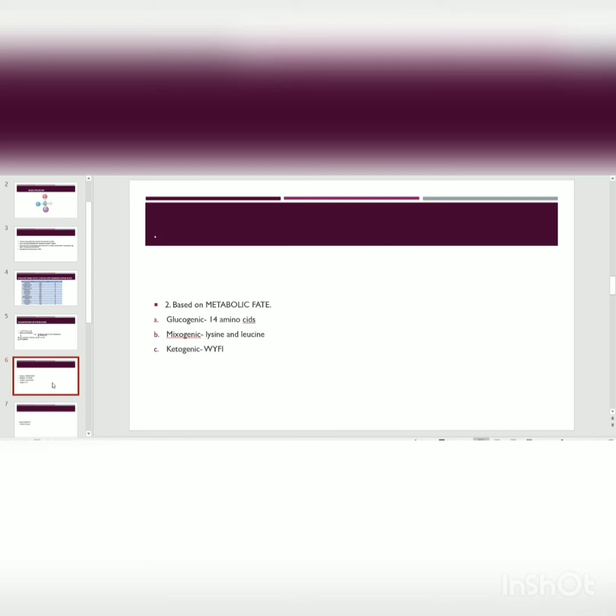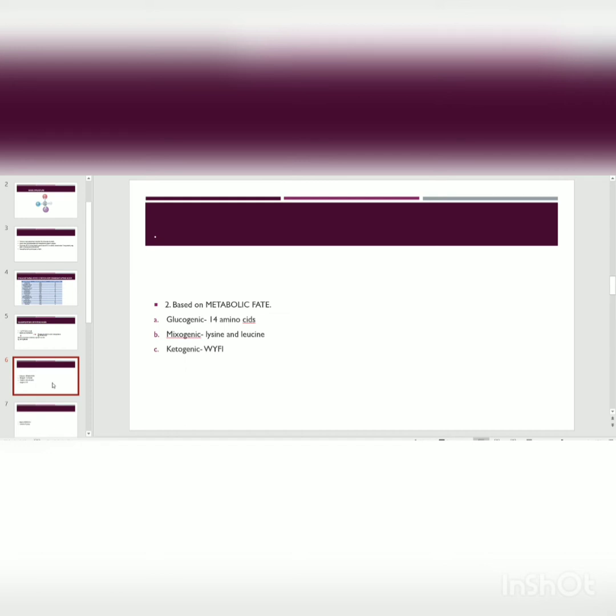Wi-Fi means, here I have... I will discuss this later. First, let me come to the mixogenic amino acids, right? In case of mixogenic amino acids, these are the amino acids which are both glucogenic and ketogenic in nature. Lysine and leucine are exclusively mixogenic amino acids present in our nature. Right. Now, what is ketogenic amino acids?